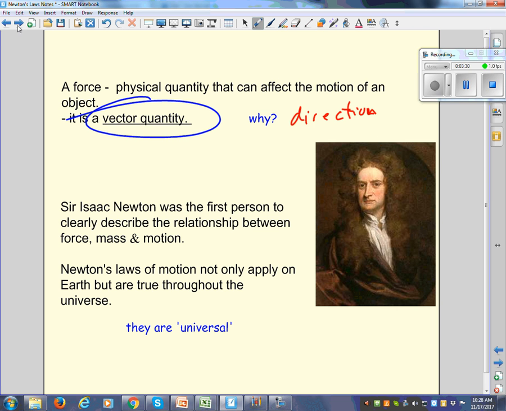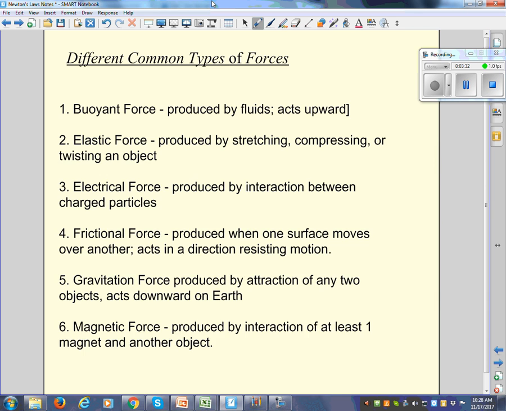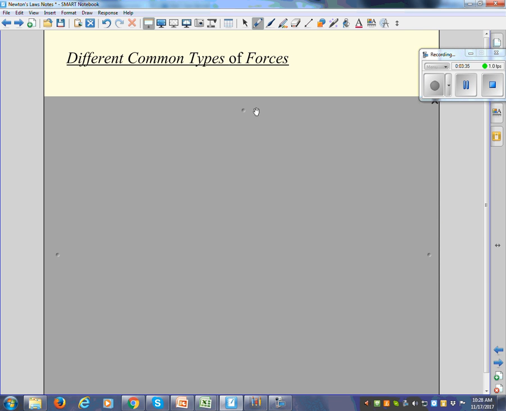Moving on. Now there are different types of forces that you are going to encounter. Do you remember what the 4 fundamental forces were? Gravity, electromagnetic, strong nuclear, weak nuclear, right? And all other forces are derivatives of those. So these are not fundamental forces that I'm about to list. These are just common everyday forces that we have labeled because of those 4 fundamental ones.